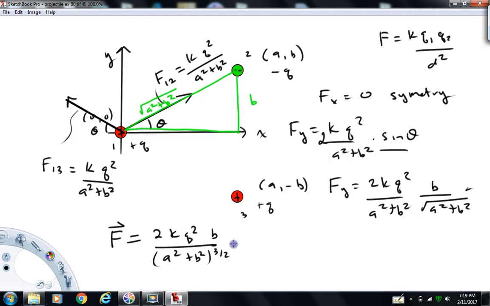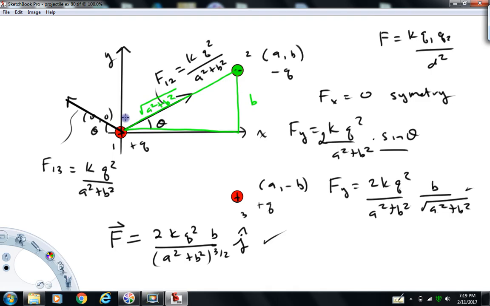And to make this a vector, I'm going to give it a direction, plus j direction, in terms of the coordinates shown. I can write a better j than that, I think. Good enough. So we got right positive, up positive, plus j direction would point up. So there's an expression for the net force vector acting on charge 1.